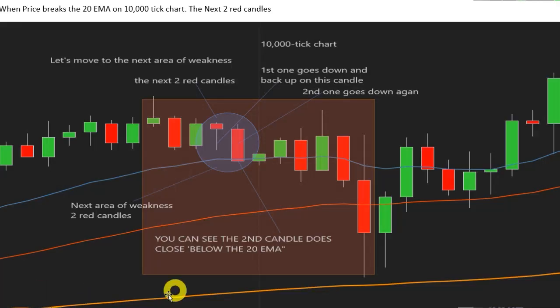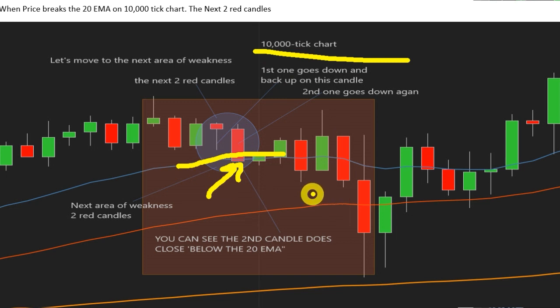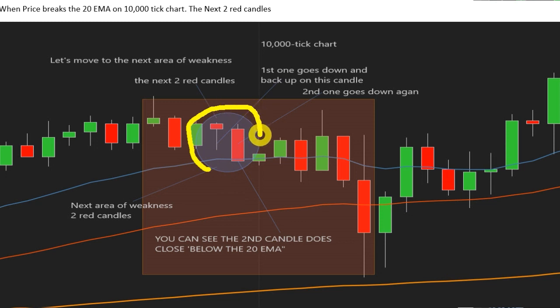So here we see another area where things are starting to break. What is it breaking? Well, we see price breaking underneath the 20 EMA on the 10,000 tick chart. We're really going to see it break the 50 over here, and we're going to look at all these examples and what we would do with our strategy. But right now, we're talking about this little area right here, these next 2 candles. And what do we see on them?